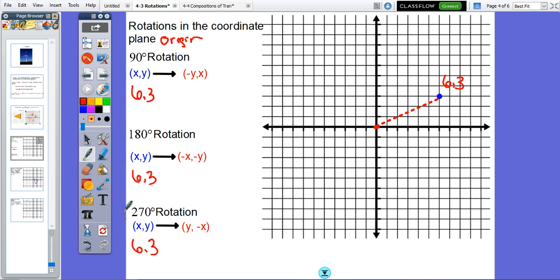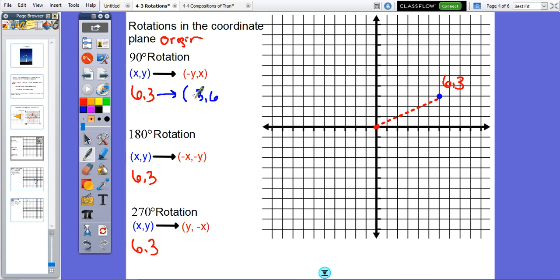These are our quote-unquote formulas for this, so make sure you get these down for your test. So let's look at this rotation that's going to happen. When we rotate 90 degrees, we figured out that if you take the original coordinates and flip them, so now it'd be 3, 6, and then negate the first one.